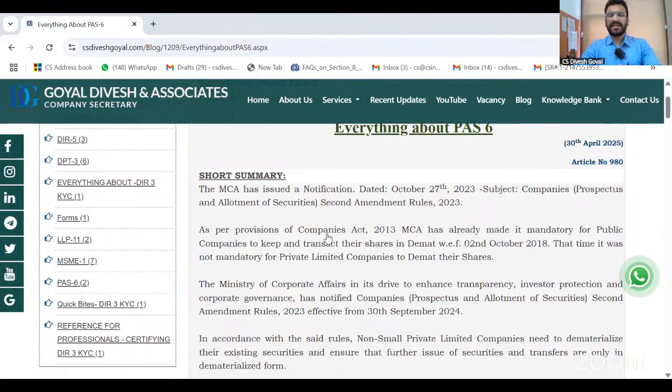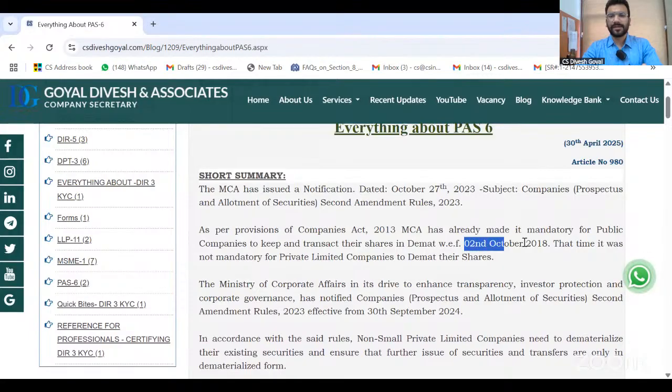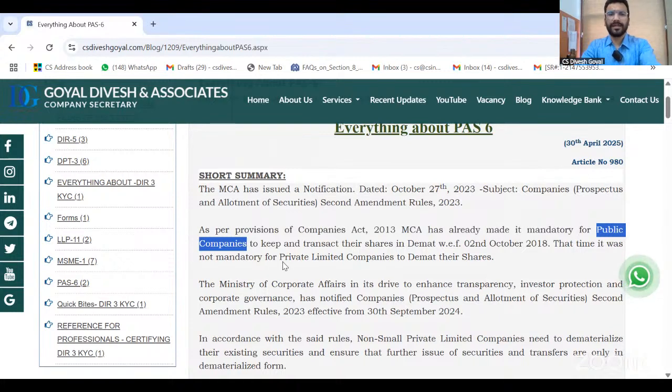But the ministry has changed this scenario with regular amendments under the Companies Act, 2013. The ministry came with an amendment on the 2nd of October 2018, amending the provisions of the Companies Act and making it mandatory for public limited companies to convert their shares into Demat. So before 2nd October 2018, the Demat provision was only applicable to listed companies, but from 2nd October 2018, it became applicable to public limited companies also.